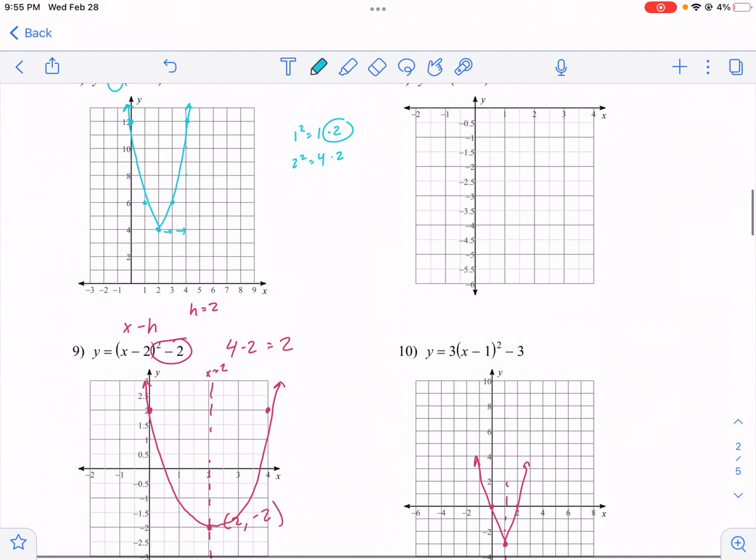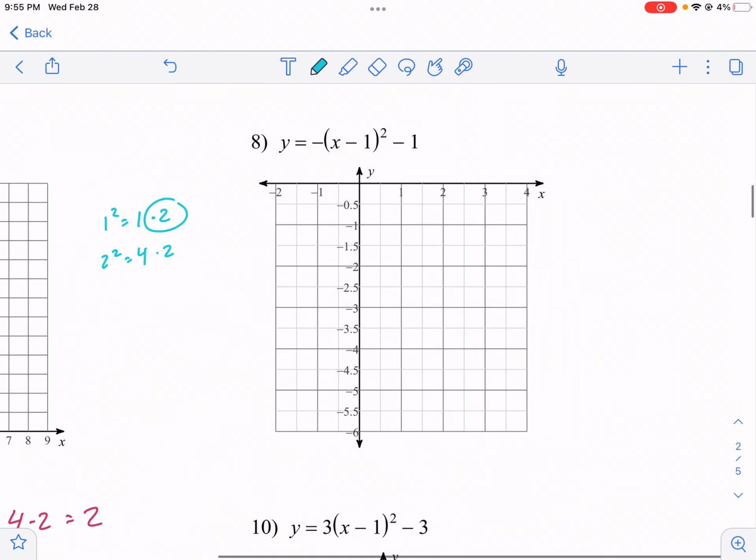Last one, number 8. We're done with the rest of them. We have our vertex of 1, -1. There it is. Next up, we have -1 as our multiplier. This is great. This is easy. Be mindful that we've got half units here. So I'm just going to go down 1 to the left 1. 1 squared is 1. Technically, I'm multiplying it by -1, which is why I'm going down instead of up like the previous examples.